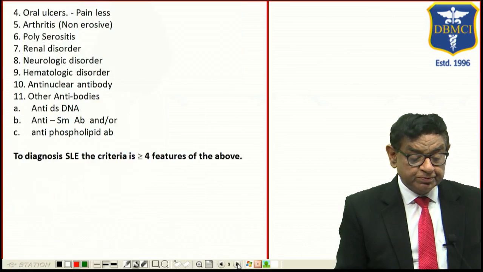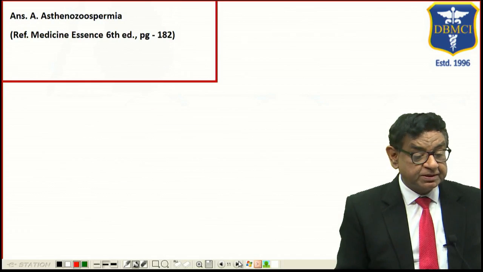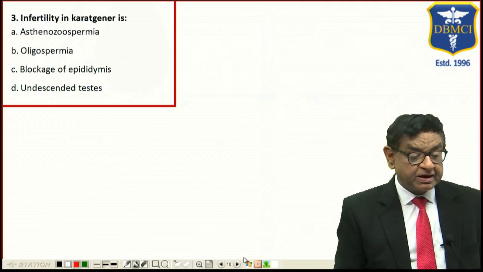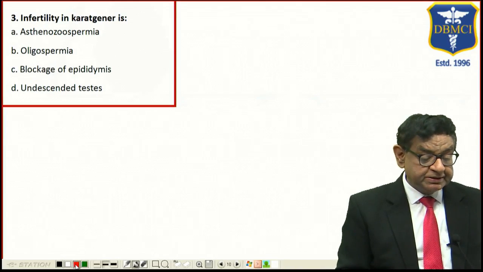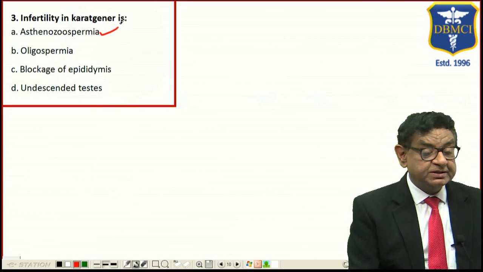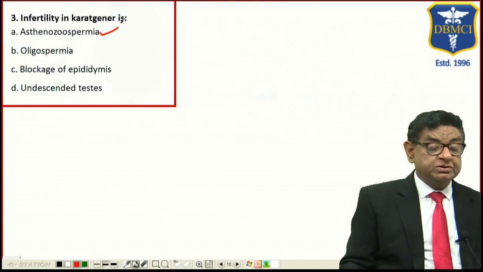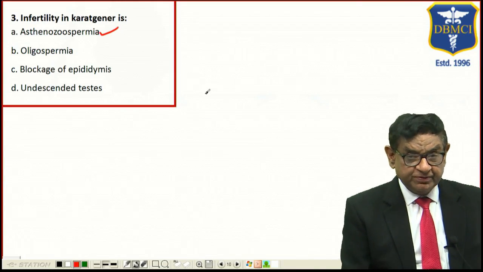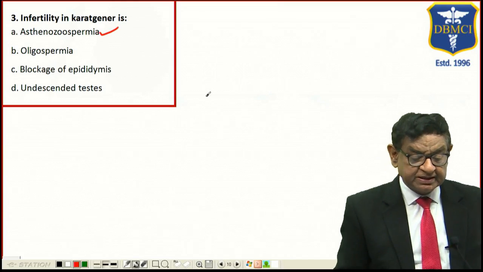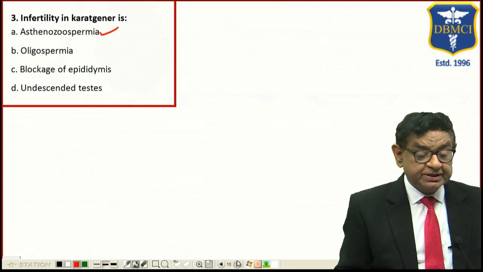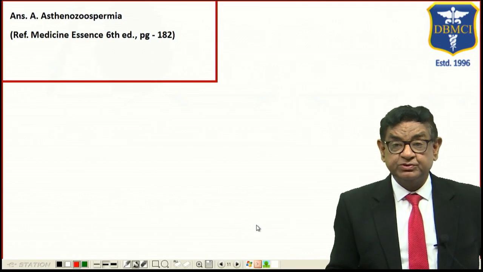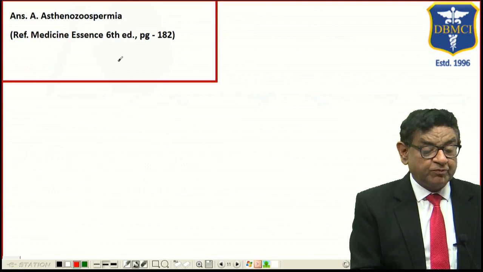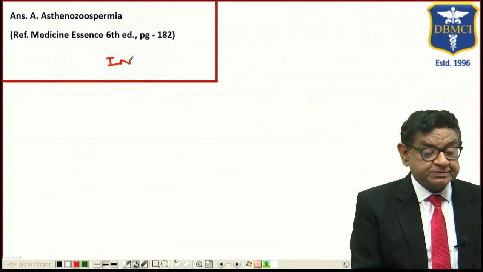Then we move on to the next question, number 3. Infertility in Kartagener syndrome. This is due to asthenozoospermia. What is this? In fact, before we go, let me discuss this Kartagener syndrome. There are two things that you have to understand. In Kartagener syndrome, there are two main problems. One is situs inversus.